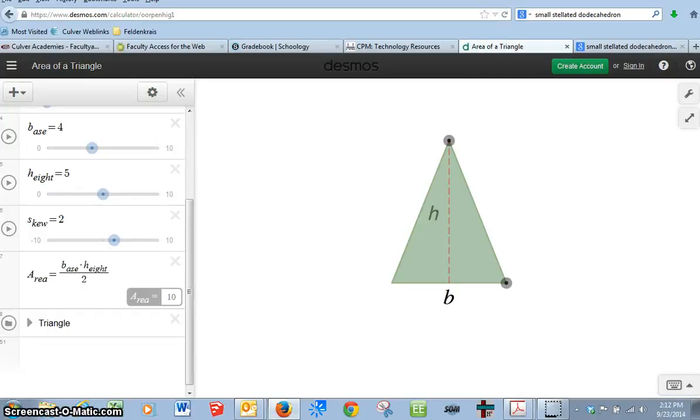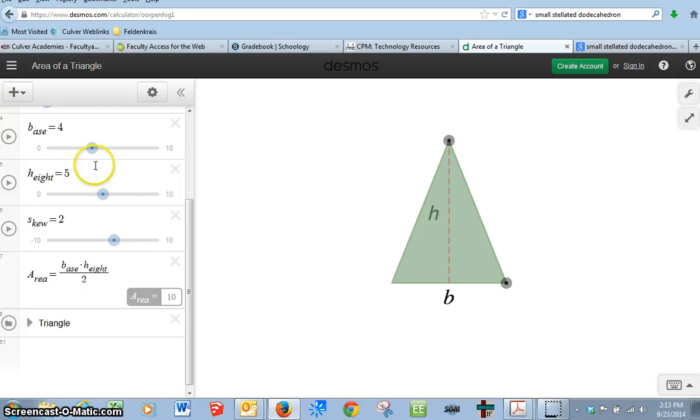So the goal in this demonstration is to construct a convincing argument that all triangles with the same base and same height will also have the same area. Over here on the left, you'll see that the base of this triangle is 4 units. The height of this triangle is 5 units. The area formula for a triangle is to multiply the length of the base by the length of the height and divide that by 2.